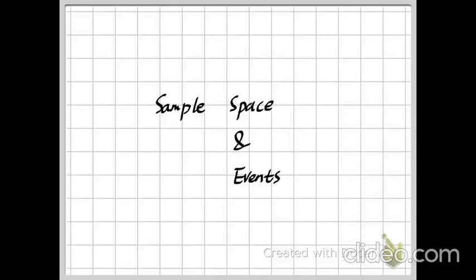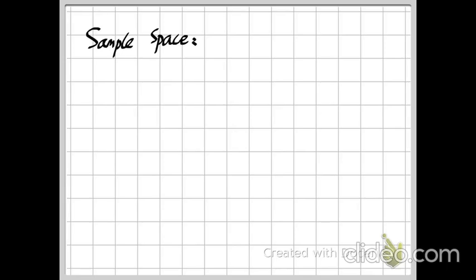So in this lecture, we will talk about two important terminologies in probability theory. Sometimes we also call this the language of probability. These are sample space and events. First, let's talk about what a sample space is.